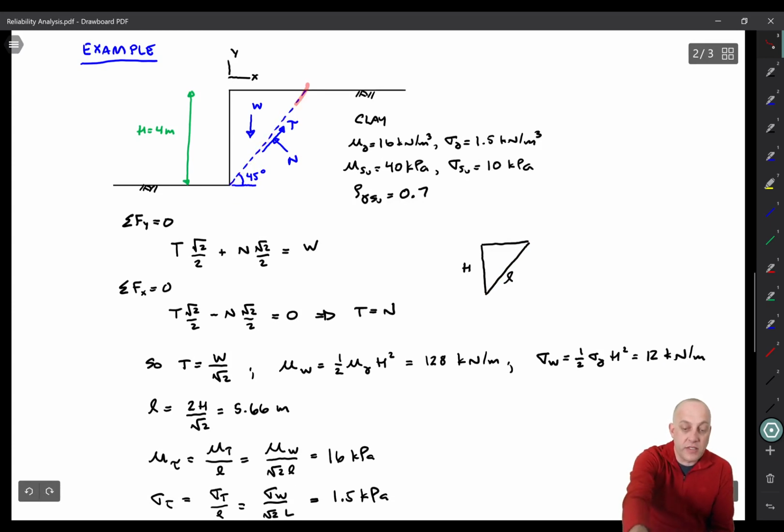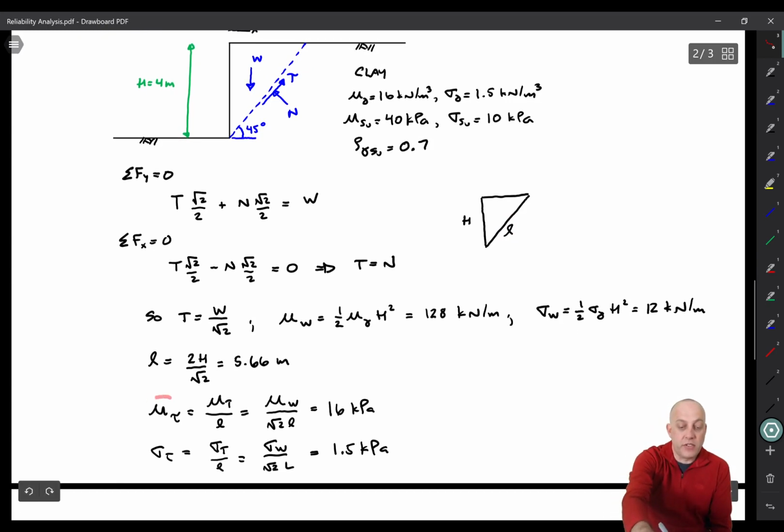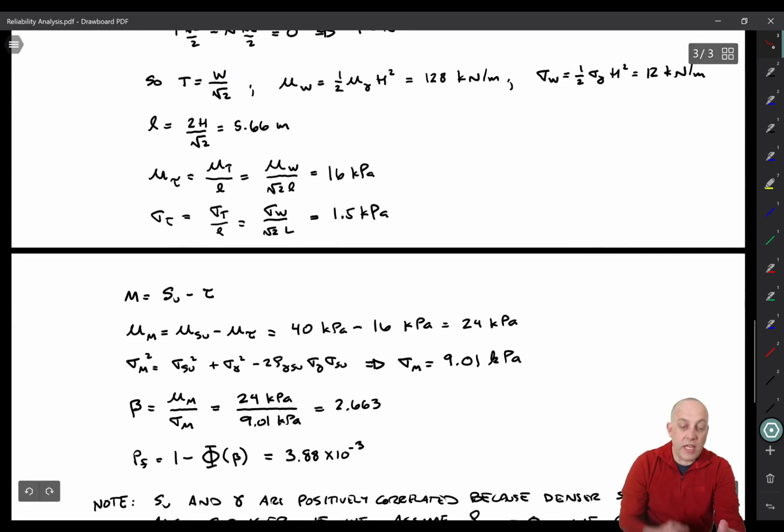Okay, and then we have the length of the failure surface here, right? So what we need to do is calculate big T divided by L, and that's equal to the shear stress. So we have the mean value of shear stress is the mean value of this big T parameter divided by L, so it's mu W divided by root 2 L. And again, we're just scaling things by constant numbers, so the mean value of tau can just be computed based on the mean values of unit weight and so forth. And then the standard deviation of tau also scales. So we end up with the mean value of tau is 16 kPa, and the sigma on tau is 1.5 kPa.